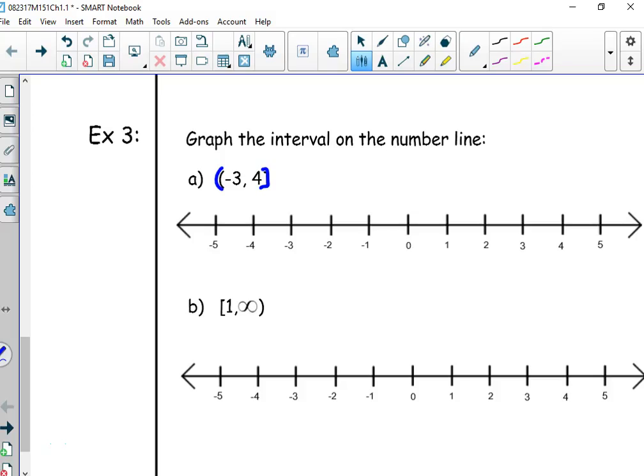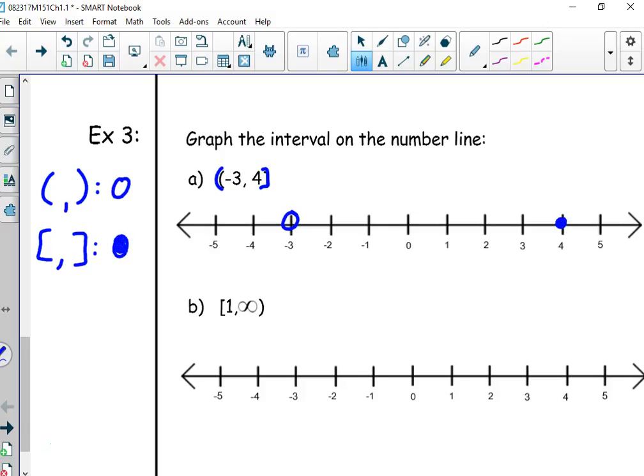Those have particular meaning. A left parenthesis, or right parenthesis, means that that point is not included, so you would use an open point. Right at -3, I'm going to put in an open point. The square bracket means that 4 is included. So square means a filled-in point. Right at +4, I'm going to fill it in.